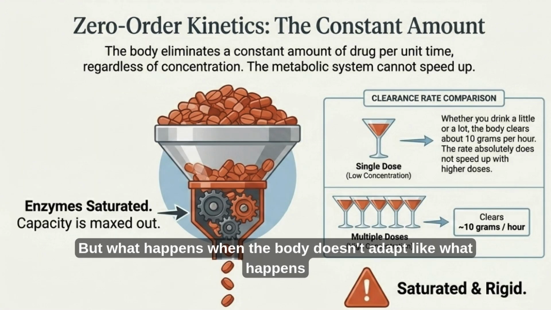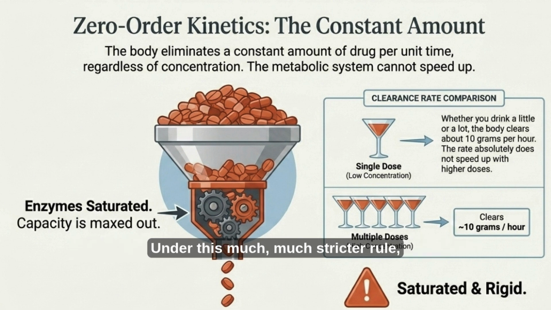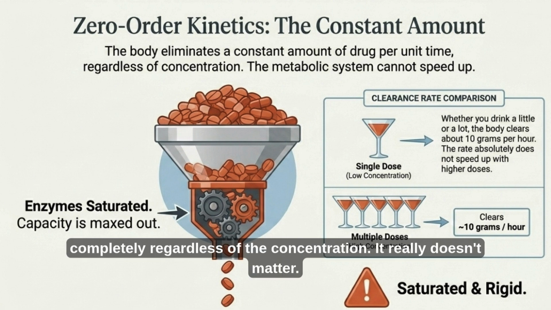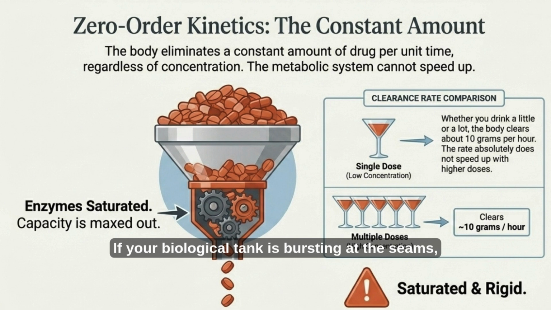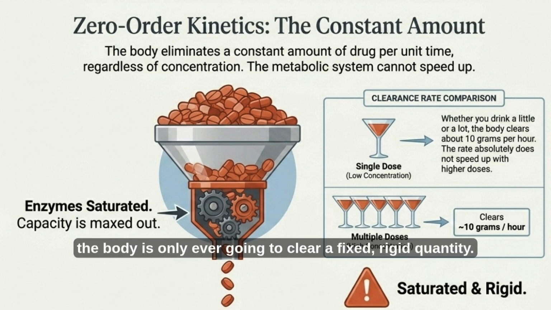But what happens when the body doesn't adapt, like when it hits a wall? Which brings us to zero order kinetics. Under this much stricter rule, the body eliminates a constant amount of a drug per unit time, completely regardless of the concentration. It really doesn't matter. If your biological tank is bursting at the seams, or if it's nearly empty, the body is only ever going to clear a fixed, rigid quantity.